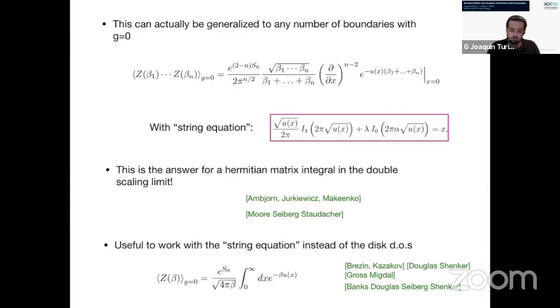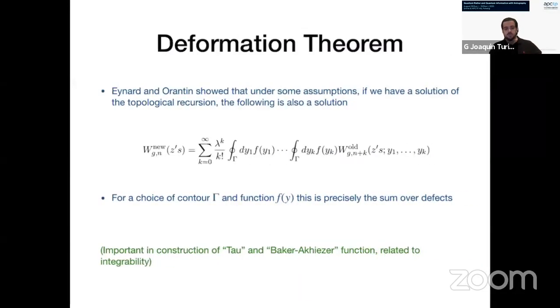And the name string equation comes from the old literature from the 80s on matrix integrals. All you need to know is that there is a one-to-one map between u of x and the partition function. So if you give me u of x, it's the same as giving me the disk density of states or giving me the potential of the matrix. They're all equivalent descriptions of the matrix ensemble, and in particular related by this formula. Okay, so we check that this is a matrix integral for genus 0.